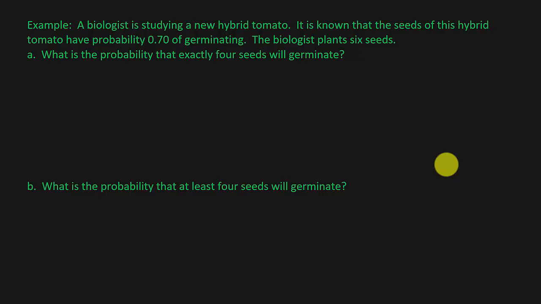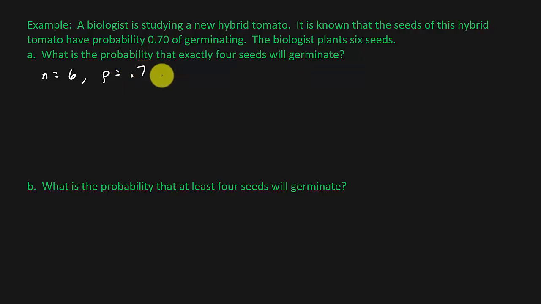For part A, let's go ahead and identify n. The biologist plants 6 seeds, so n is 6. We want to know the probability that the seeds will germinate, so that's the probability of success. That is 0.7.